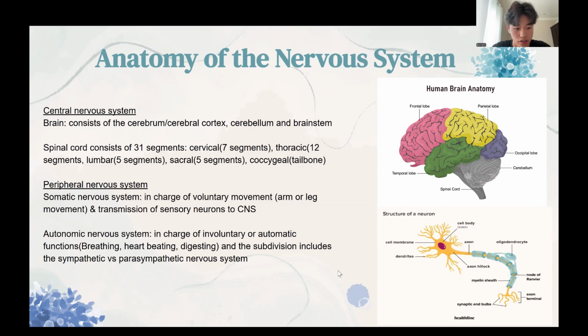The other branch is the autonomic nervous system, which is in charge of the involuntary or automatic functions, which include breathing, your heart beating, and digesting, things that you wouldn't have to be consciously aware of. Within the autonomic is another subdivision, the sympathetic and the parasympathetic nervous system, which is in charge of your fight or flight.